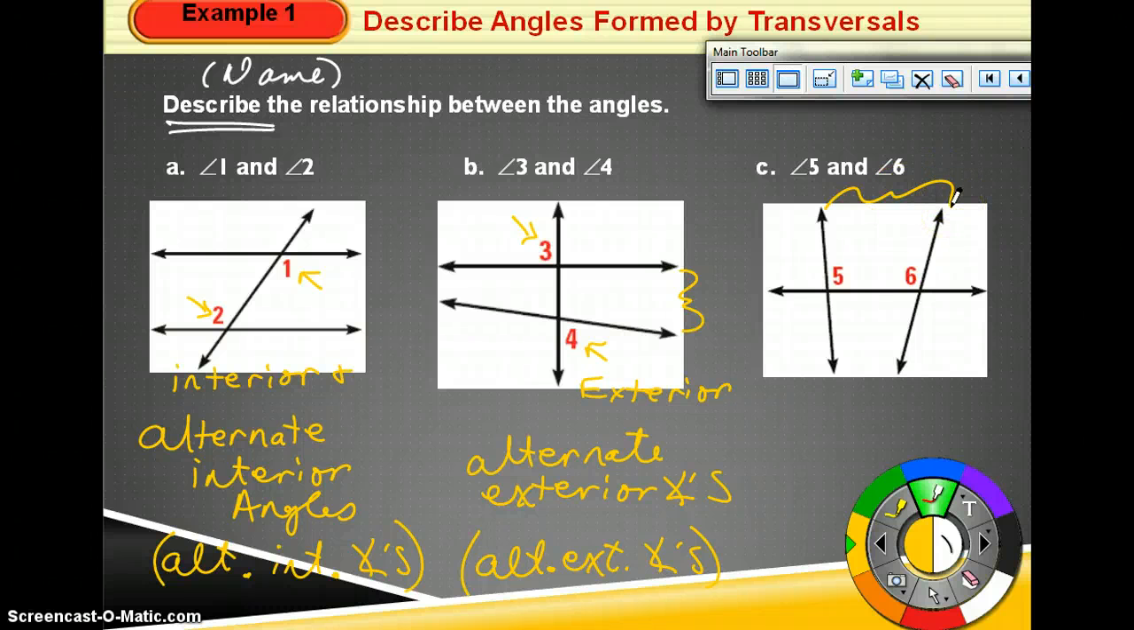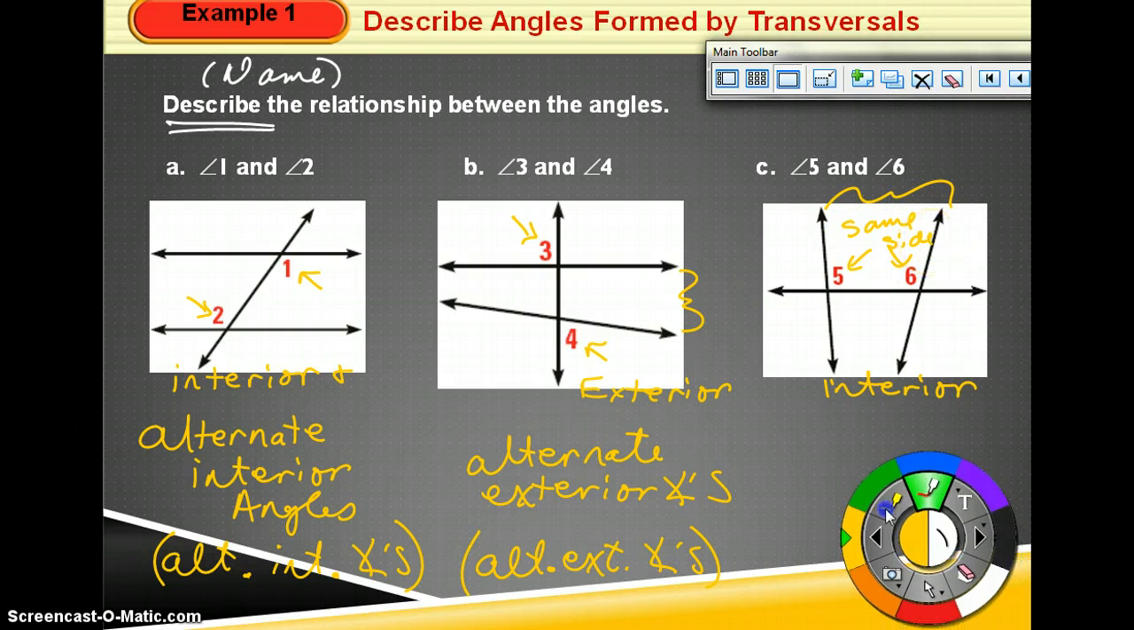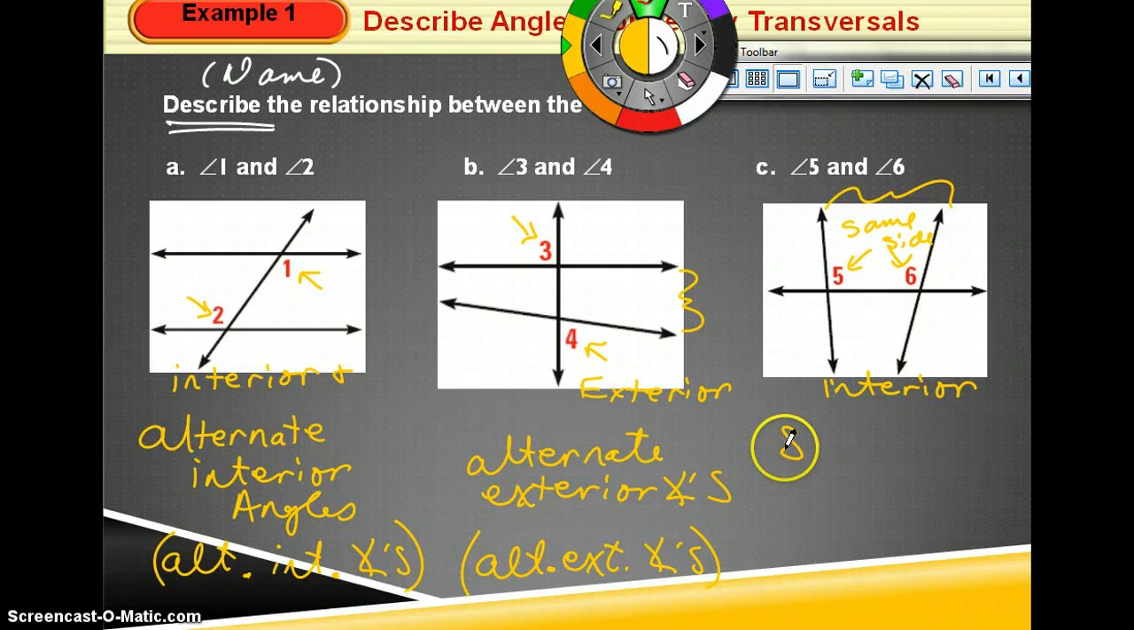Okay. And then letter C, here's our interior again. First decide if you're on the interior or the exterior. So this is on the interior. Now those are alternating sides? No, those are on the same side. Okay, so this is going to be same side interior, INT for interior, angles. And that would be your abbreviation. Okay.